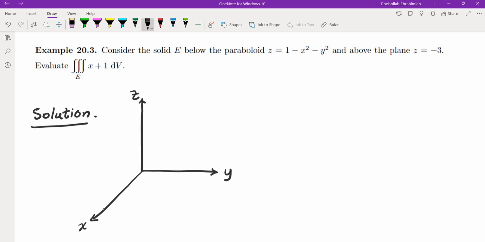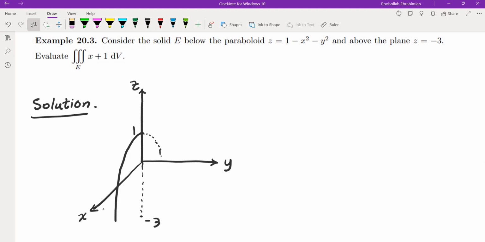Okay, so it's z equals 1 minus x squared minus y squared. So this is the surface. And they also said z equals negative 3. So I'll have to come all the way down to negative 3. So what is the intersection of these two? Well, the first one is a paraboloid. The second one is a plane. So the intersection is a circle. So something like this is what we're going to end up getting. So this is our solid E.